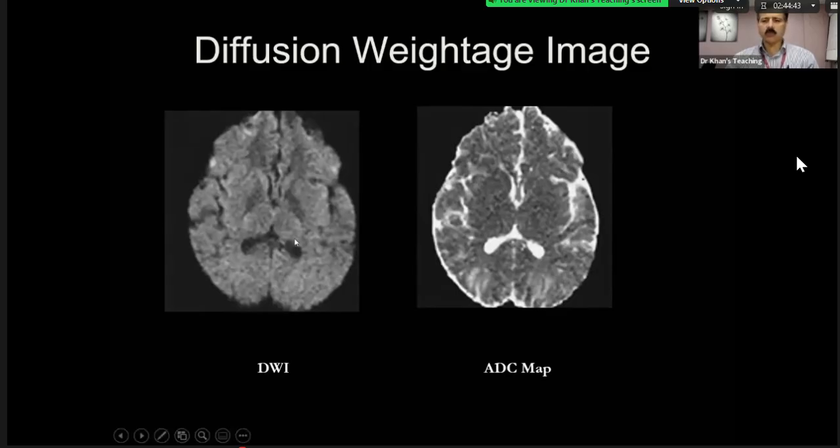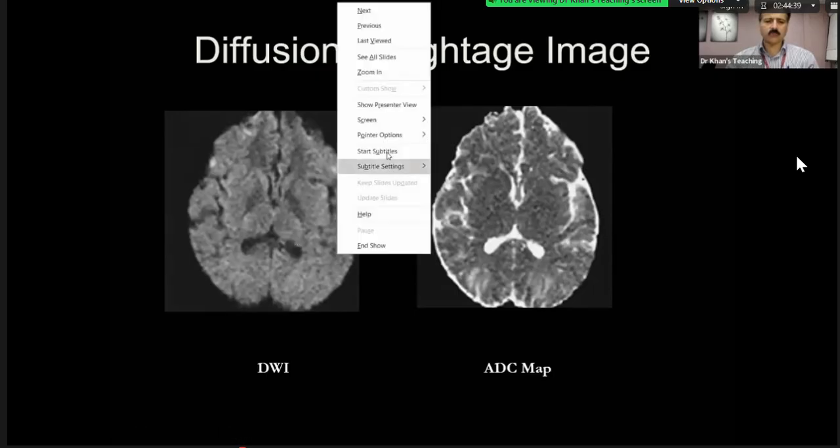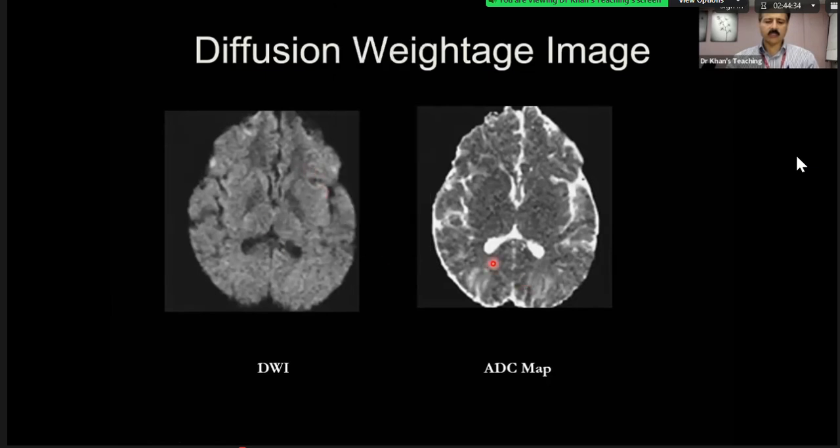Diffusion, I am not going to go into physics, but the point is that whenever you see a diffusion weighted sequence, there will be a DWI sequence and there will be an ADC map. So see here, how does it look like? It looks like a dirty looking FLAIR, but the resolution is not very good, and it is sort of fat saturated. The ADC map, on the other hand, appears like a dirty looking T2 weighted sequence. So this is how a diffusion and ADC look like.